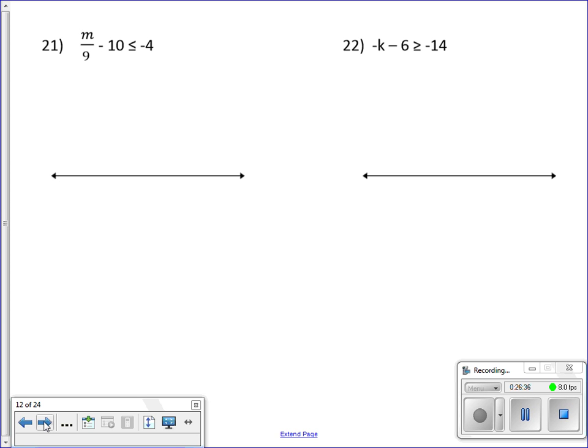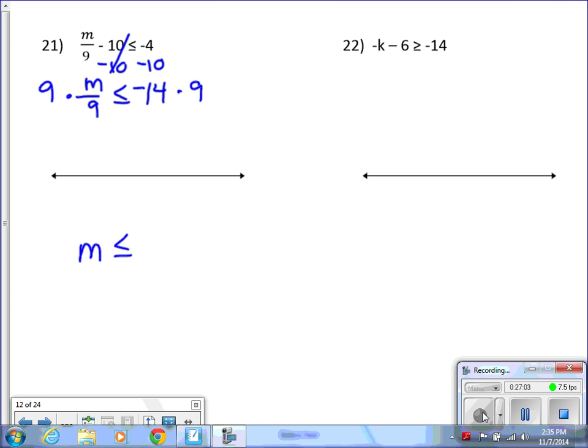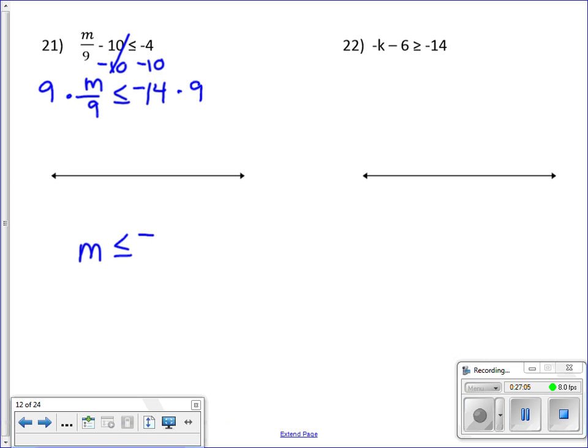Okay, the next one we have here is m divided by 9 plus 10. So I'm going to subtract 10 from both sides. This becomes m over 9 is less than or equal to negative 14. I now need to get rid of the 9, so I'm going to multiply both sides by 9. I'm going to come down here to show the work. So m is less than or equal to negative 126. Again, we multiplied by a positive, so we didn't have to switch the sign. I just wanted to double check that.